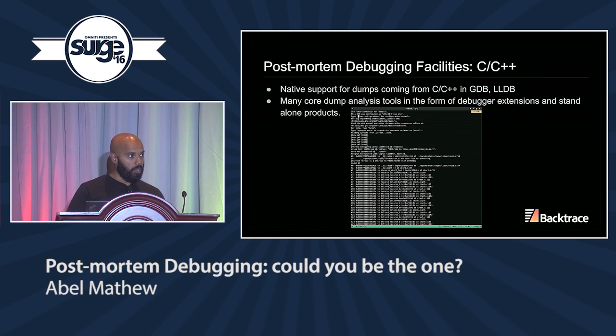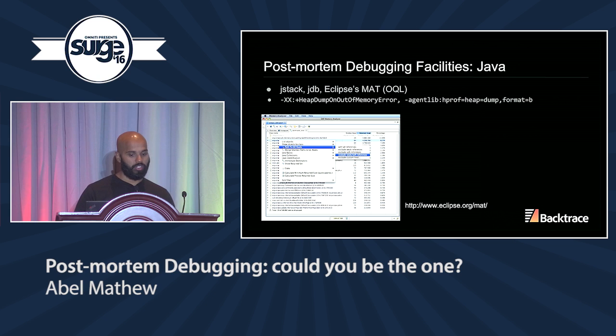The problem with postmortem debugging is the familiarity and availability of tools. So with C and C++, you have full support for this stuff. Native support in your common tools like GDB and LLDB, and there's a lot of core dump analysis tools in the form of either debugger extensions, so Python scripts for GDB, or standalone products. But for something like Java, typically you have JStack and JDB, which do have support for Java core dumps. However, they are very difficult to use in my experience.